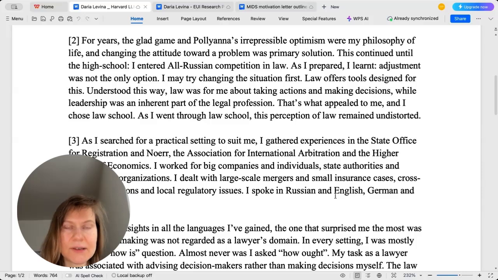But I did, and the reason I did was because it again ties into the overall theme that I'm talking about in this essay, which is the perception of lawyers not as decision makers, but rather as people who advise decision makers.